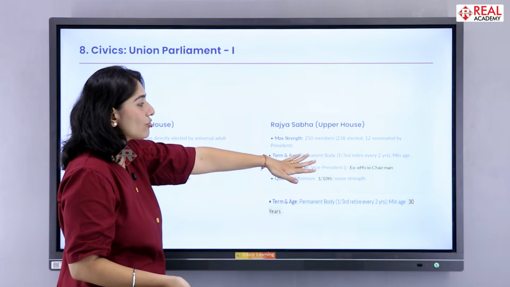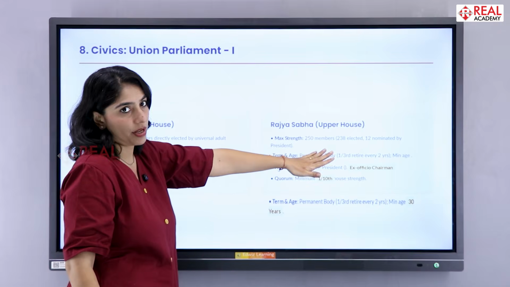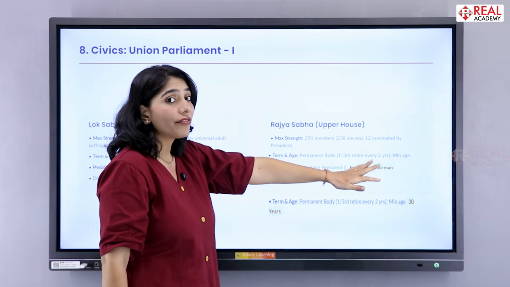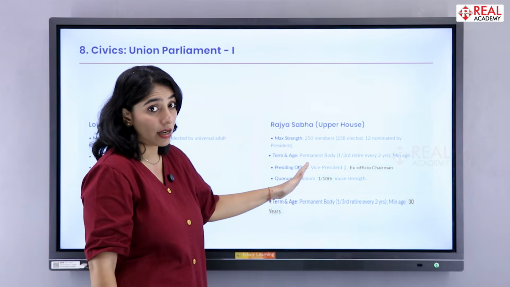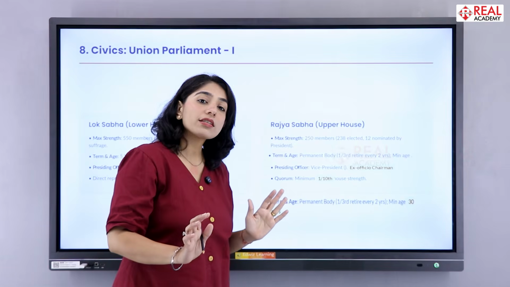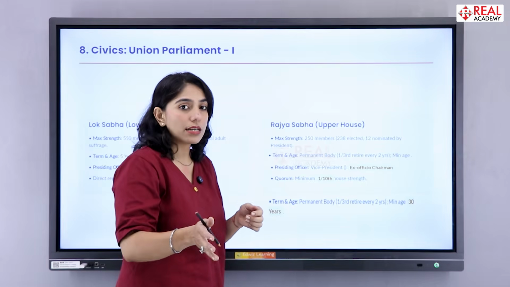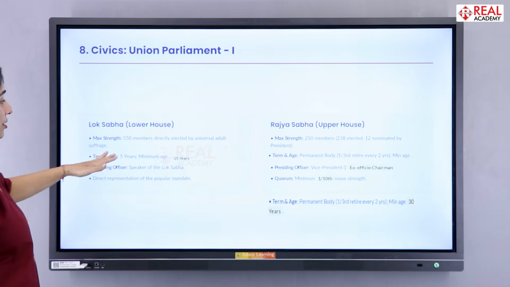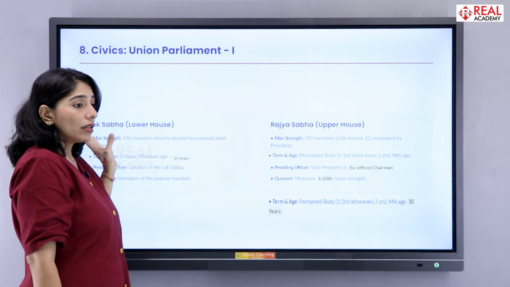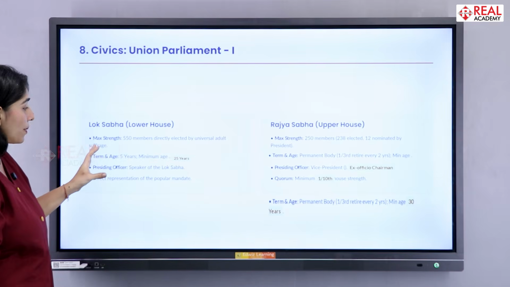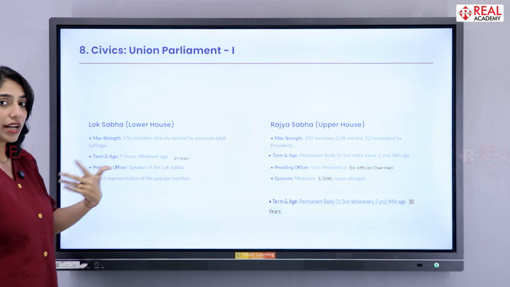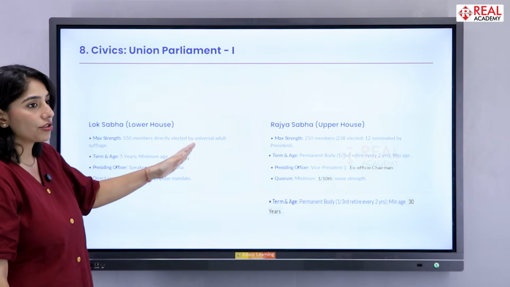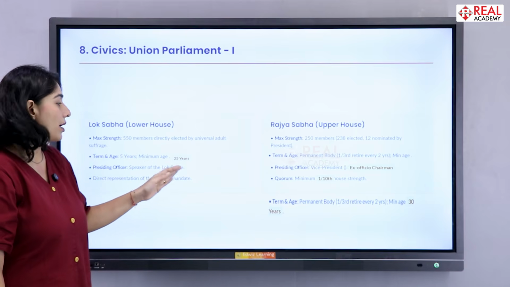And here we have Rajya Sabha with the strength of 250 members, out of which 238 are elected and 12 are nominated by the president. Whereas for Lok Sabha, we do not have any member who is nominated by the president. Then the term and the age: 5 years is how long the Lok Sabha is functional. Every 5 years it dissolves, and the minimum age of a candidate to be a member of Lok Sabha is 25.